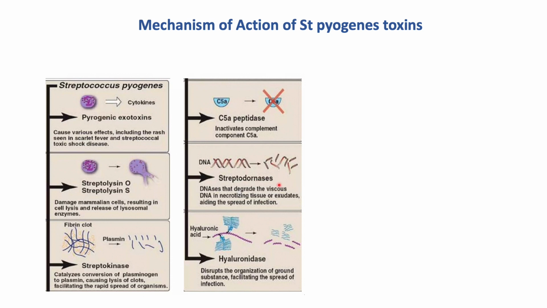Streptodornases are DNases that degrade the viscous DNA in necrotizing tissue or exudates, aiding the spread of the infection. Hyaluronidases disrupt the organization of ground substance, facilitating the spread of the infection. So these are the functions and the mechanisms of each of the toxins and the enzymes produced by Streptococcus pyogenes. And we also saw what the streptolysins do.